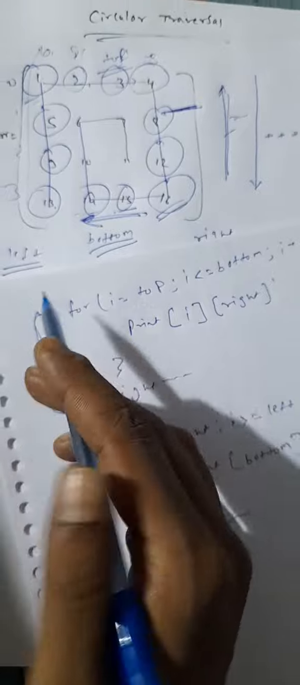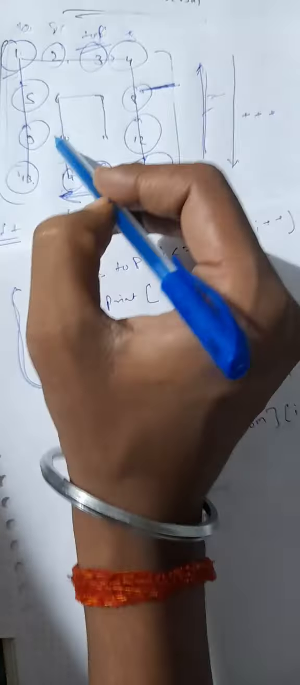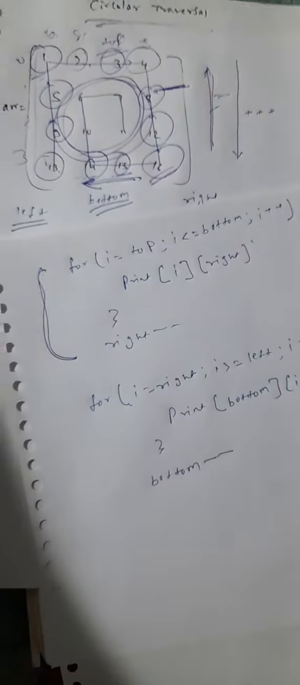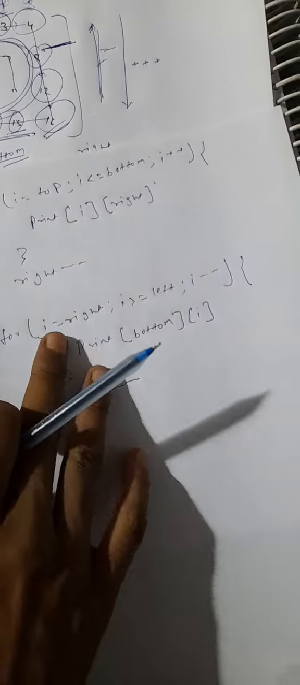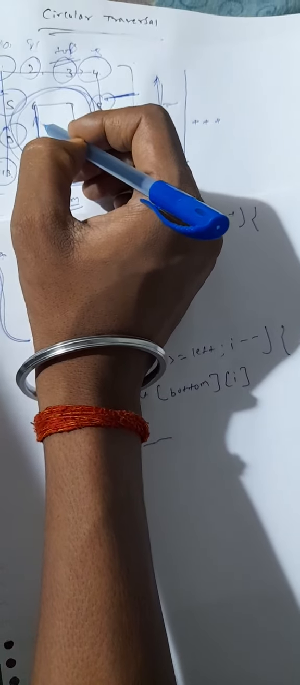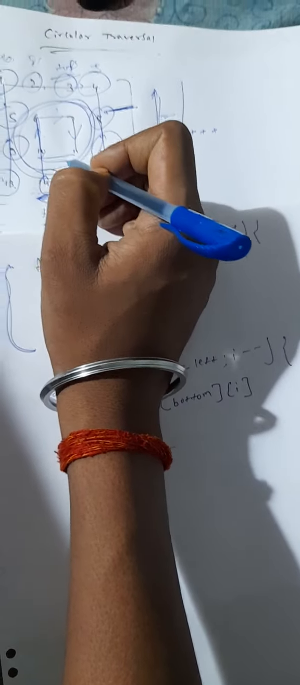Now you can observe, guys, we printed all these elements side by side, but the inner elements we didn't cover. So what we have to do, we have to again move bottom to top, left to right, top to bottom, right to left again, so we can use a loop. Okay, so we use a loop in the first place.